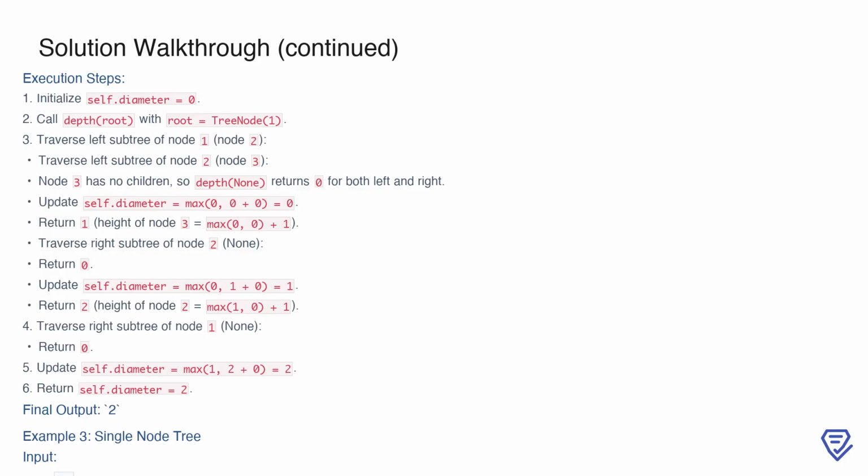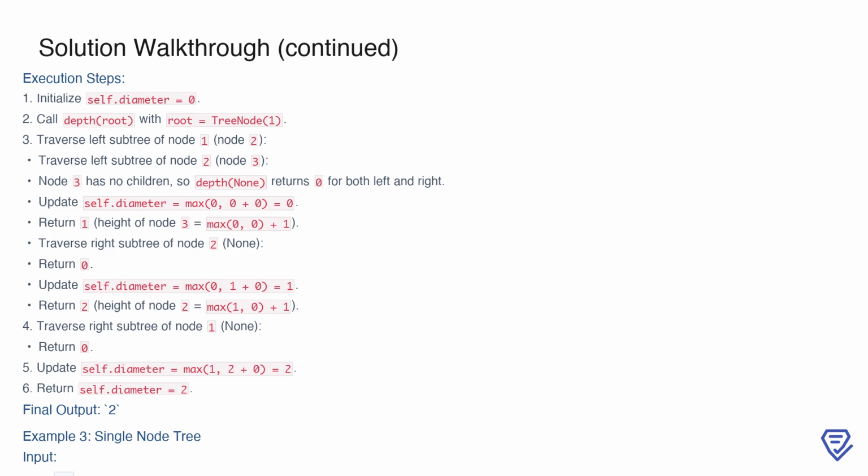Starting with the left subtree of node 1, the depth function processes node 2. Within node 2's left subtree, we find node 3, which has no children. Therefore, the depth function returns 0 for both its left and right subtrees, making the height of node 3 equal to 1, and the diameter remains 0.